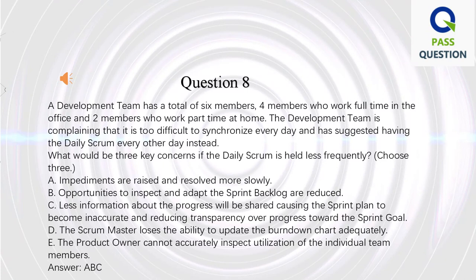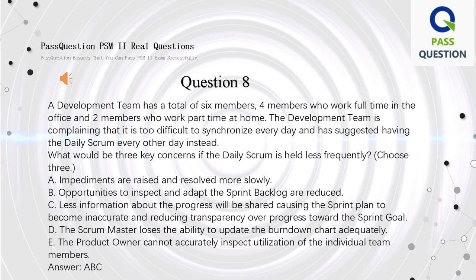Question 8. A development team has a total of 6 members, 4 members who work full-time in the office and 2 members who work part-time at home. The development team is complaining that it is too difficult to synchronize every day and has suggested having the daily Scrum every other day instead. What would be 3 key concerns if the daily Scrum is held less frequently?